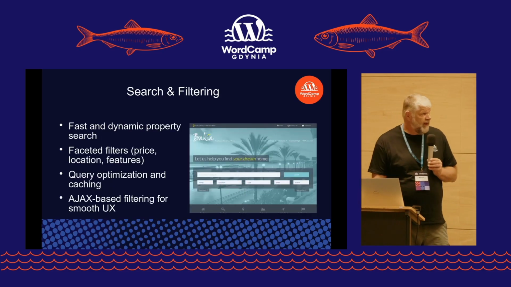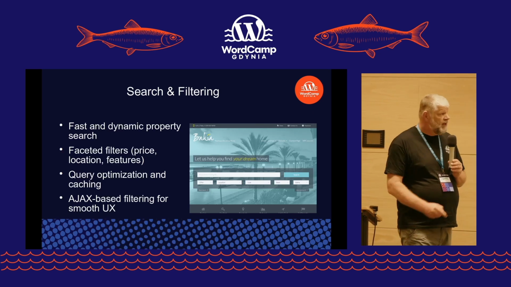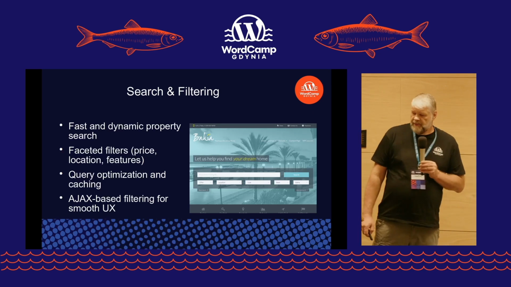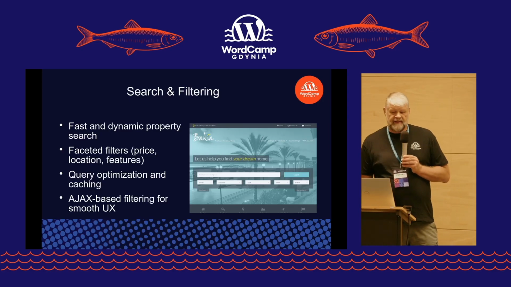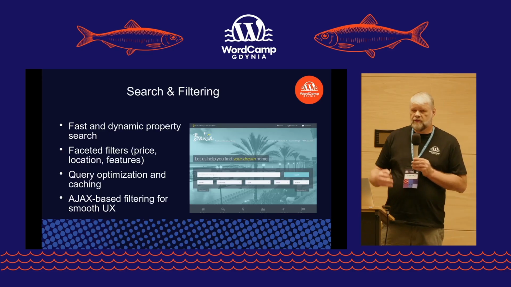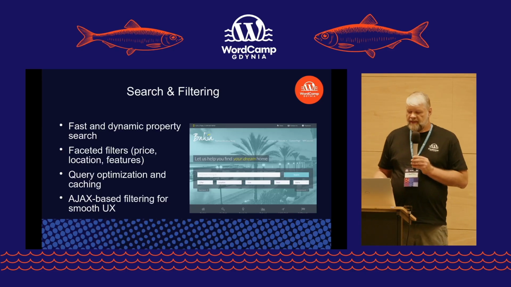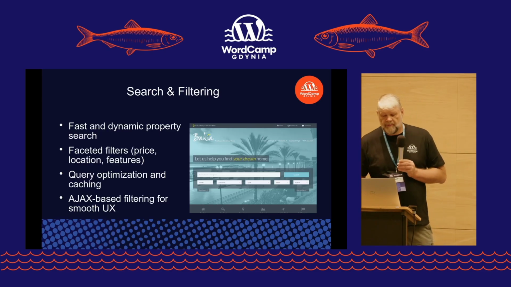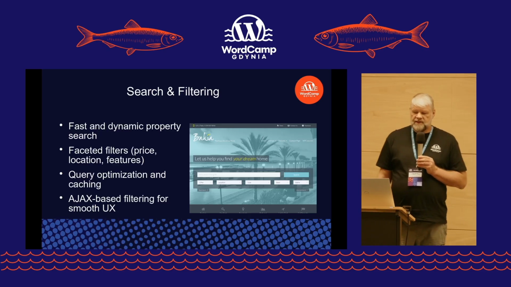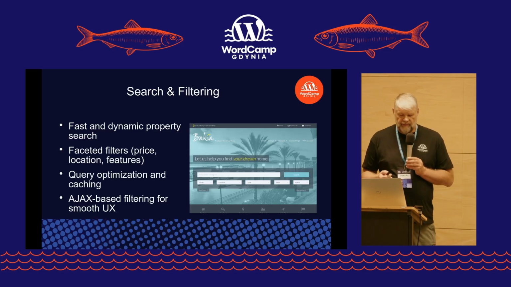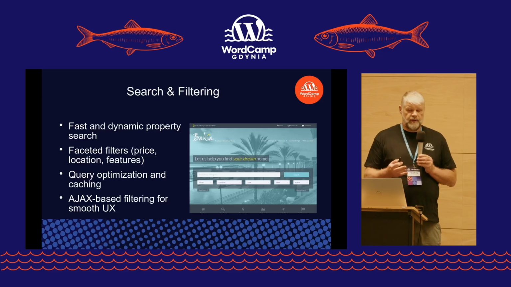The most important thing for customers is the search field here. It has to be fast and dynamic. You have to browse through all the listings. They want to filter by location, by price, by number of rooms, by property type. In WordPress, we usually implement this with special search and AI-based filtering for a smooth end user experience.